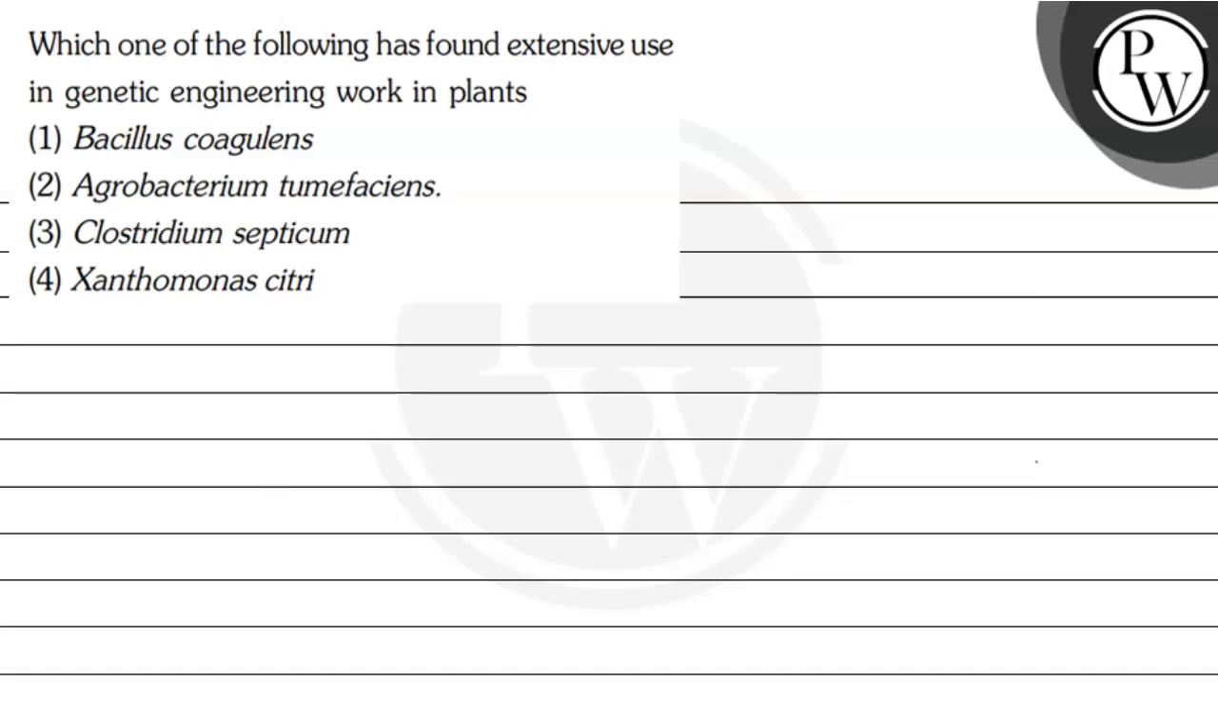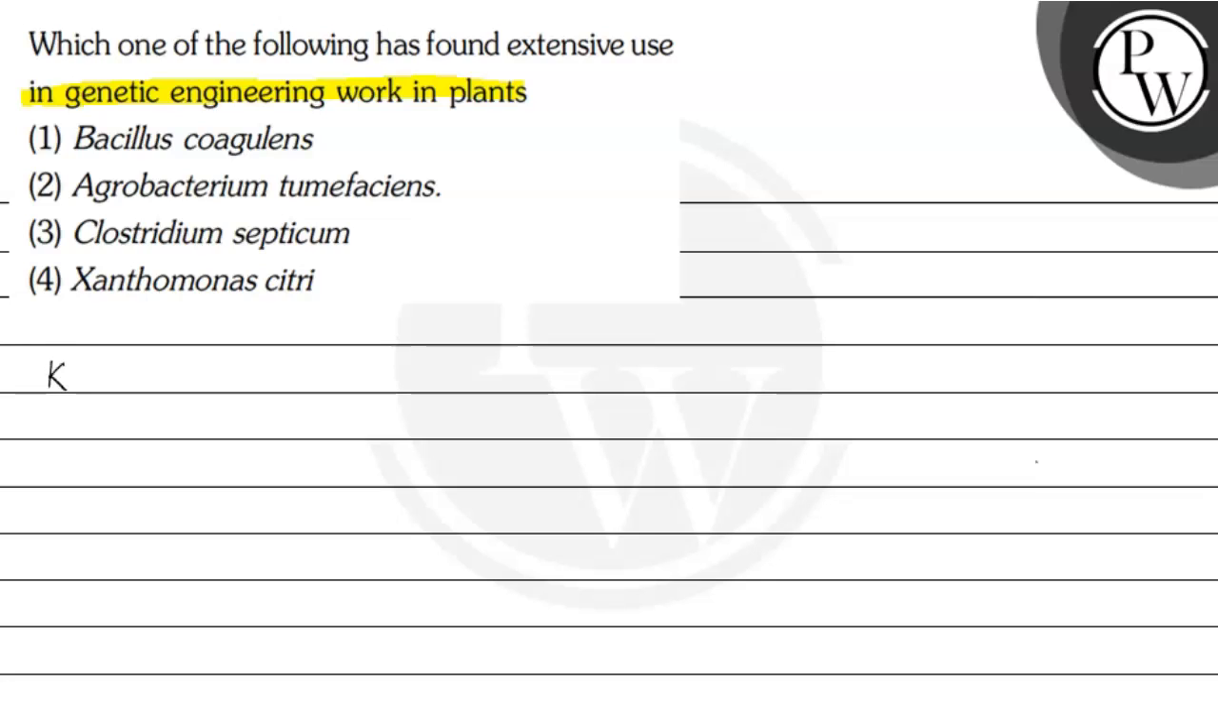So the question says, which one of the following has found extensive use in genetic engineering work in plants? So इन चारों ऑप्शंस में से हमें आइडेंटिफाई करना है जो प्लांट्स के जेनेटिक इंजीनियरिंग में यूज किया जाता है.